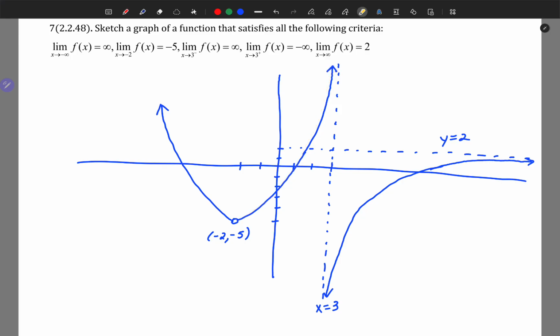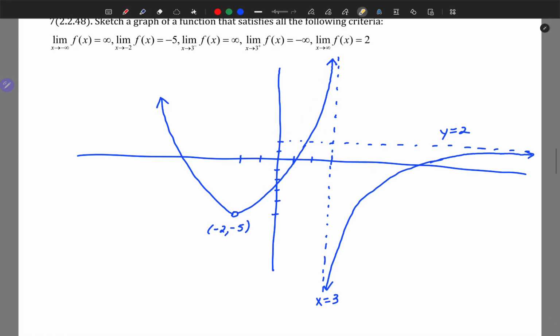Did it have to be drawn exactly like that? Nah, but pretty much. I could have made it maybe do something like this, and it still would have been fine. That still satisfies the criteria. The limit as x approaches 2 on the right, it's still going to -5. The limit as x approaches 3 on the left, still going to infinity. So that would have been okay. I drew a more simplistic graph than that. The limit as x approaches 3 on the right has to go to -infinity. So I knew as I'm approaching 3 on the right-hand side, my y value would be going downward.